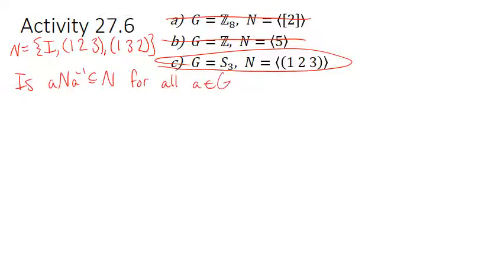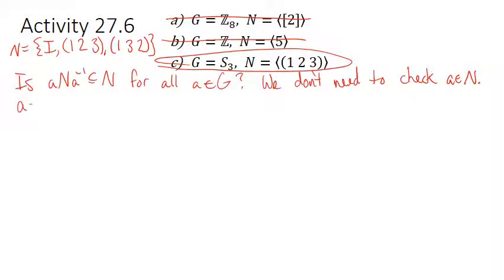There's only 6 elements in this group, and we already have 3 of them in our normal subgroup, so we don't need to check the ones that are already in there, because if a is already in n, then doing a n a inverse will just be n again. So we don't need to check the a's that are already in. Let's check the other ones.